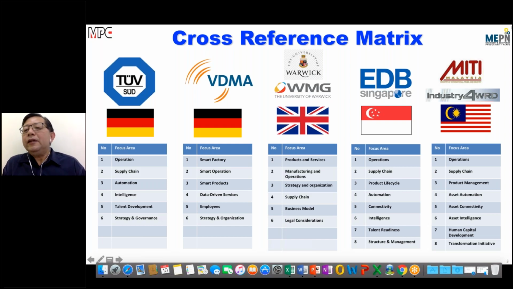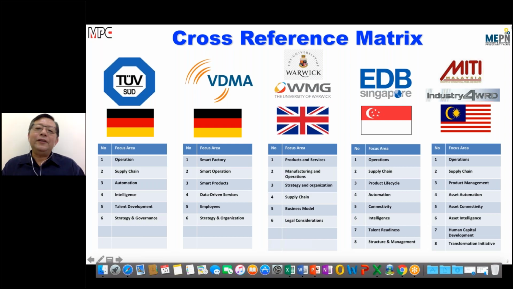For MITI, they also look at 8 focus areas, such as operations, supply chains, product management, assets automation, assets connectivity, assets intelligence, human capital development, and transformation initiatives. Looking at all 5 references that we have shared with you, you can see that they are quite similar to one another. For example, operations cut across almost all 5, people talk about talent development or organizations, and the other part is talking about technologies.